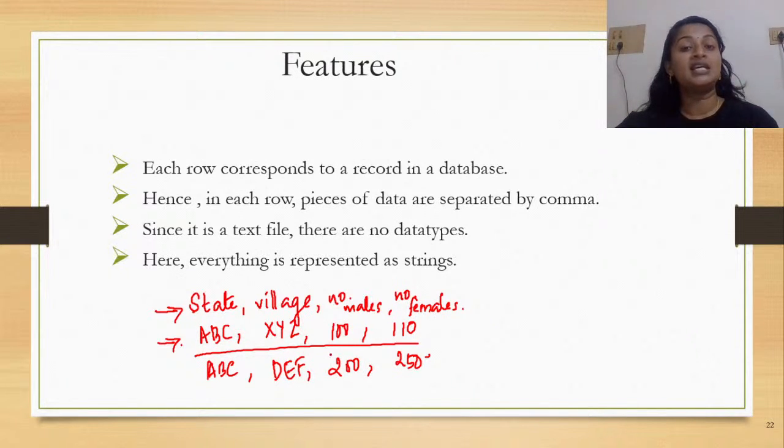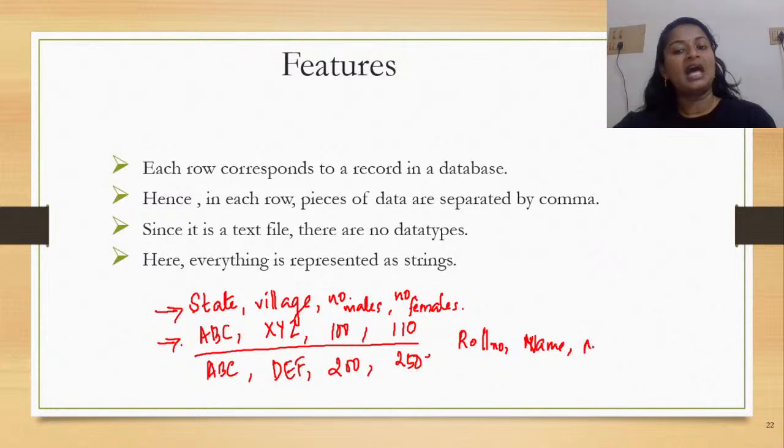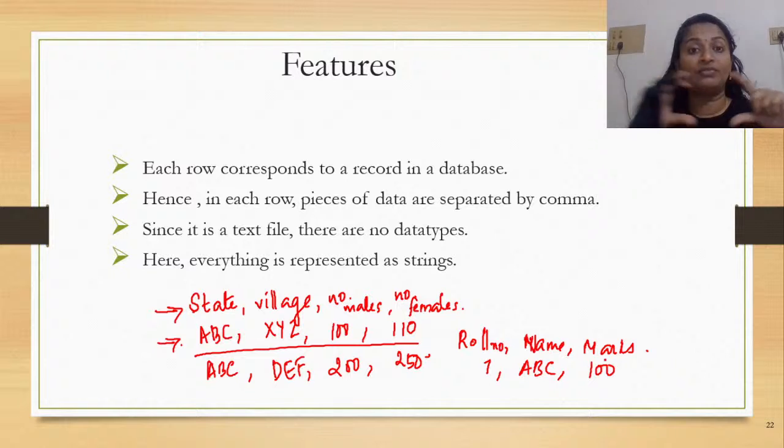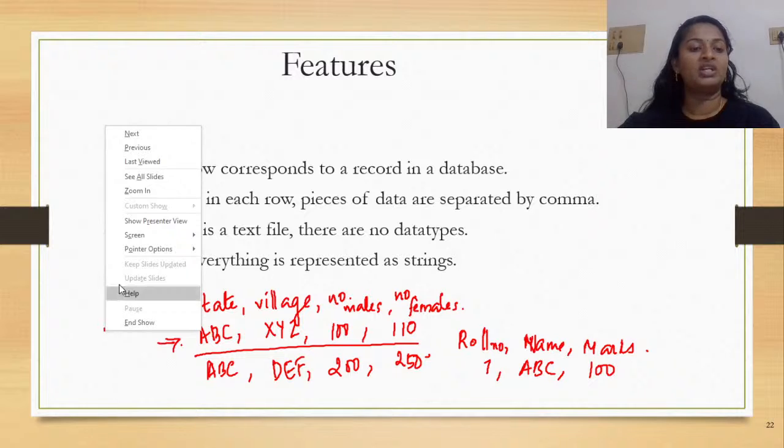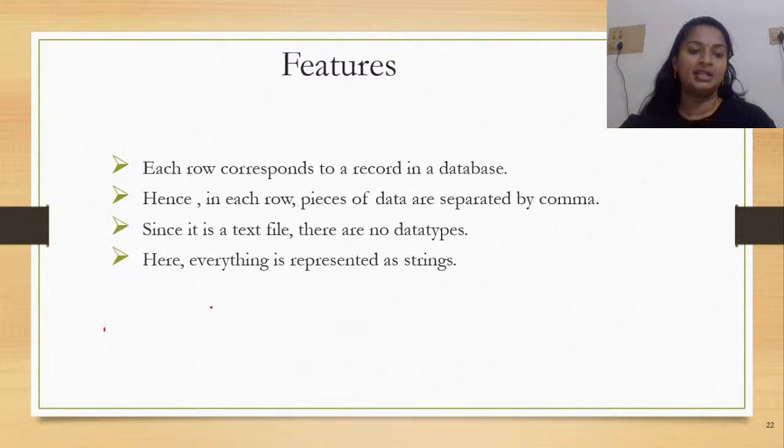If you're taking a CSV file like a student file, and you have information like roll number followed by the name of the student, and followed by the marks. Now how would this look? Say roll number 1, then you have a name ABC, and then the marks 100. Now each row would be a record of information corresponding to a particular student, right? So similar is the case that we are right now telling. Each row would correspond to a record in a database.